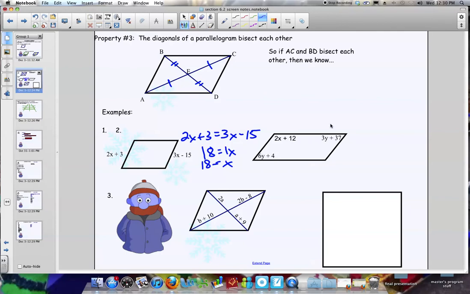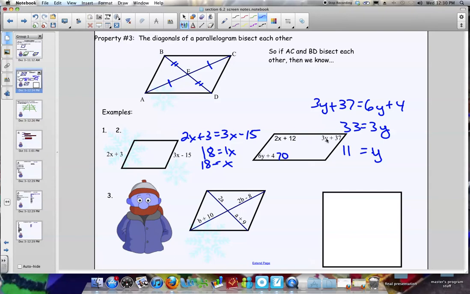Since they are opposite angles, I would say that 3y plus 37 has to be equal to 6y plus 4. And now I do my algebra. I minus 3y over to this side and get 3y. I minus 4 over to this side and I get 33. I would divide by 3 and y would be equal to 11. Okay, so I could plug 11 back in. 6 times 11 is 66, plus 4, the measures of these angles would be 70.